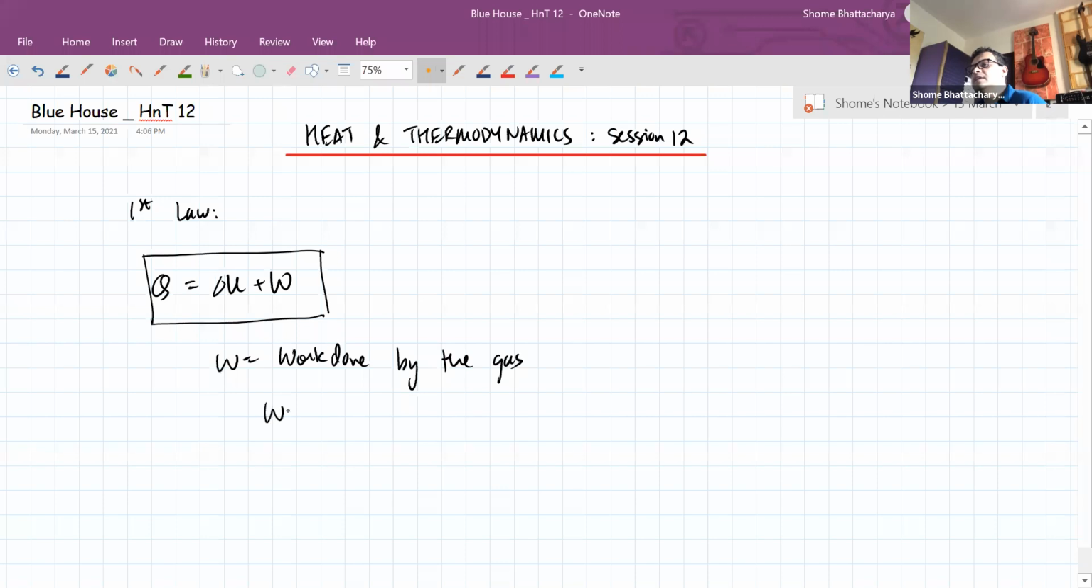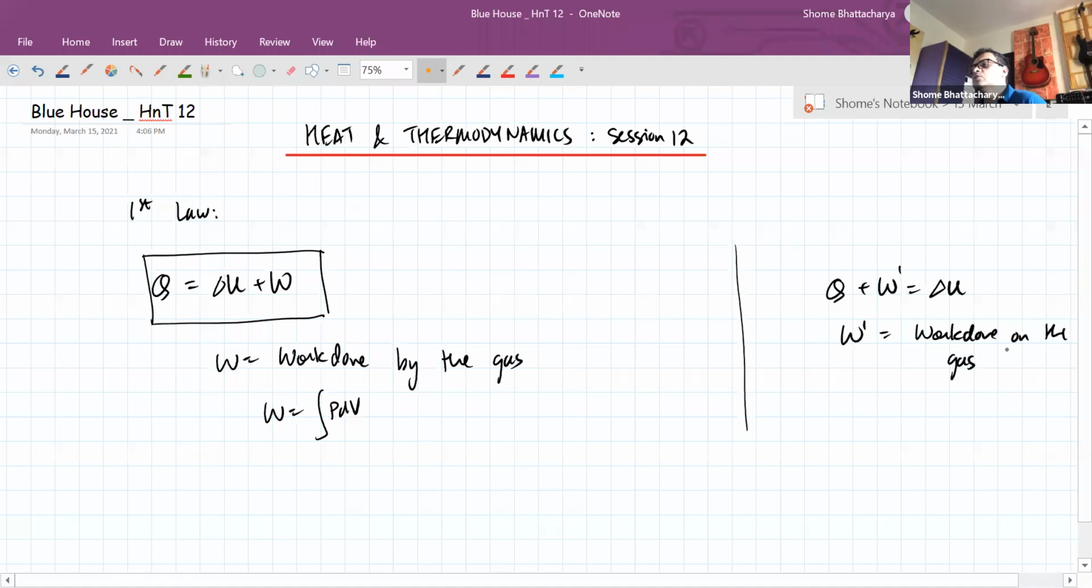because you define it as work done on the gas rather than work done by the gas, you can write an alternate version of this, that Q plus W is equal to delta U, but I'll write this as W prime. So W prime is work done on the gas. So there's a difference between the two. Work done on the gas during a process becomes minus the integration of PdV. Here we are talking about work done by the gas, so we have to be careful about that.